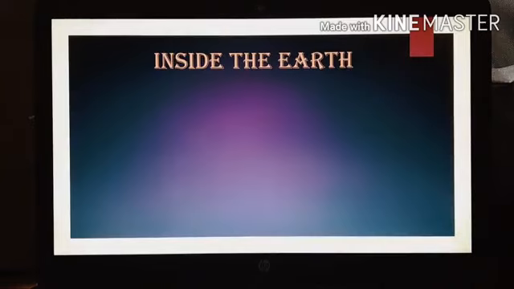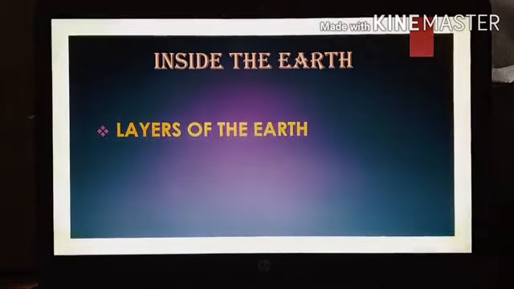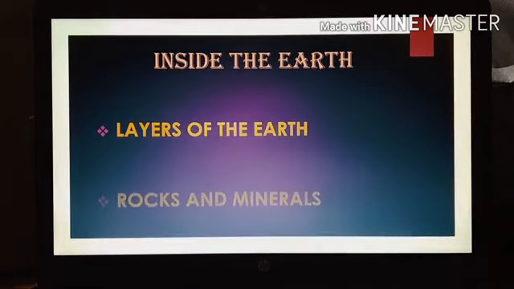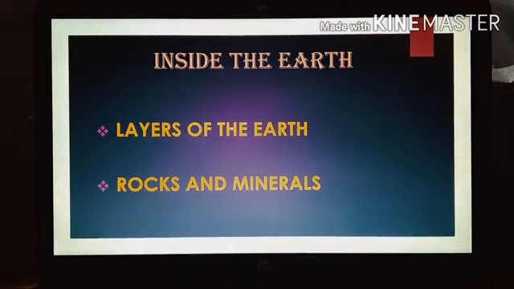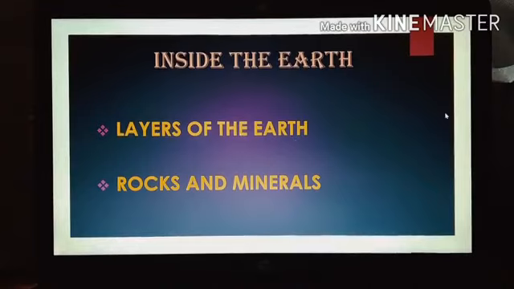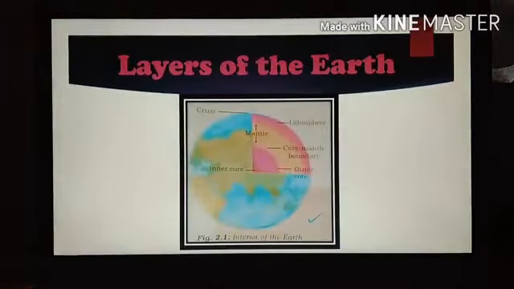This is your chapter name, chapter 2, inside the earth. In this chapter we have two different topics to read. The first is layers of the earth and the second topic is rocks and minerals. So we will start with our first topic, that is layers of the earth.